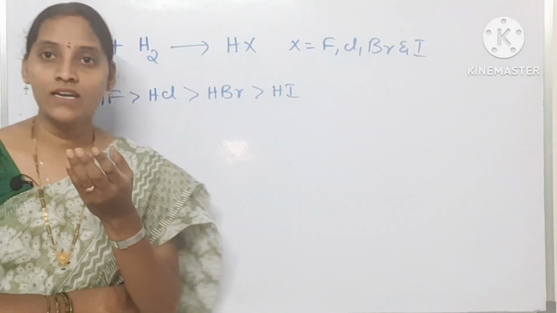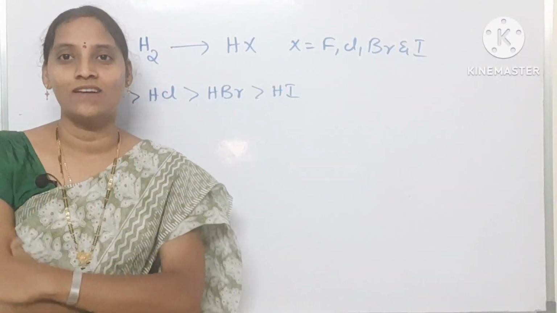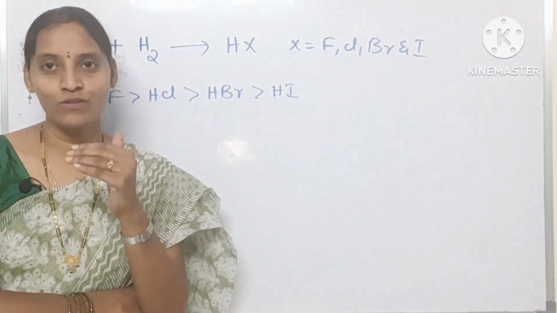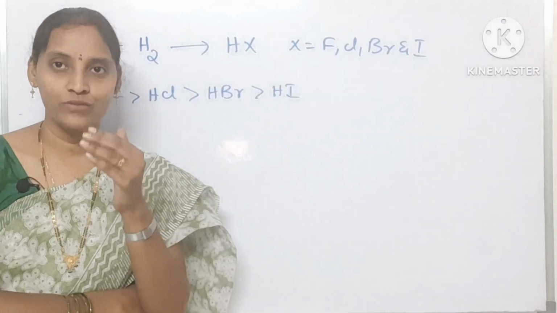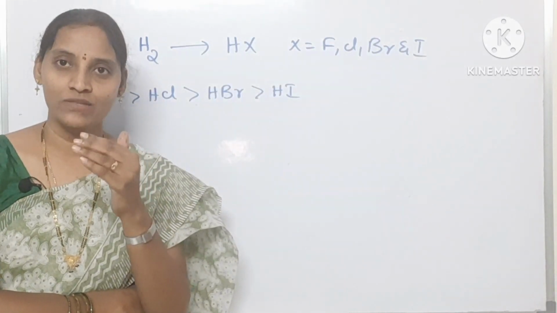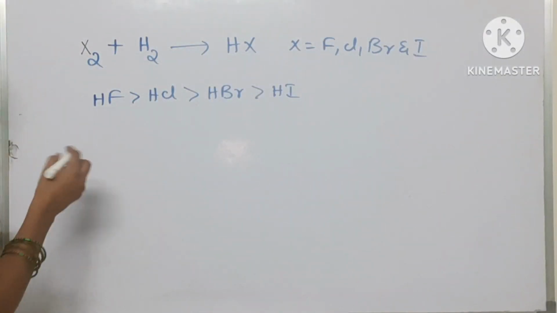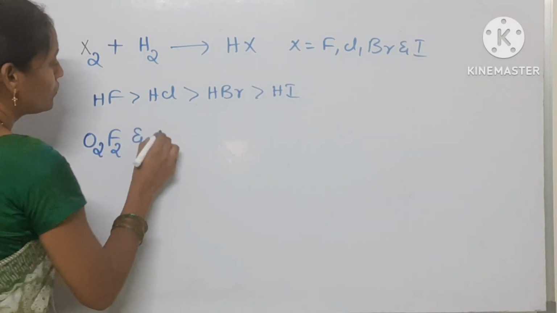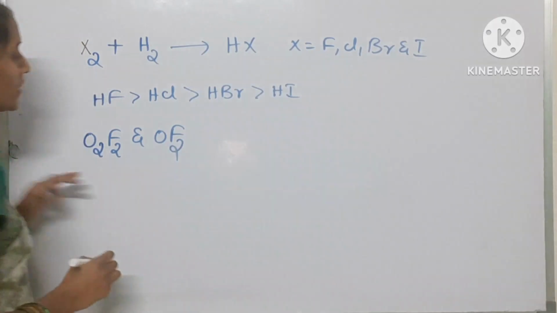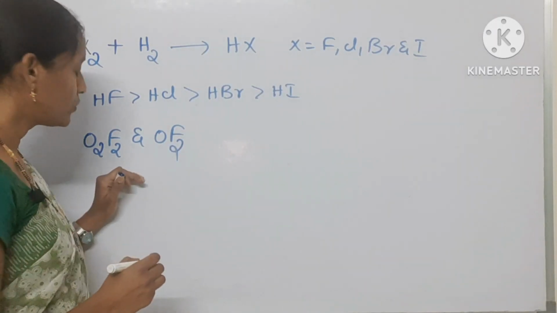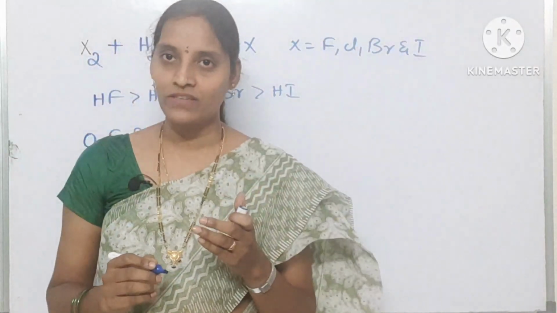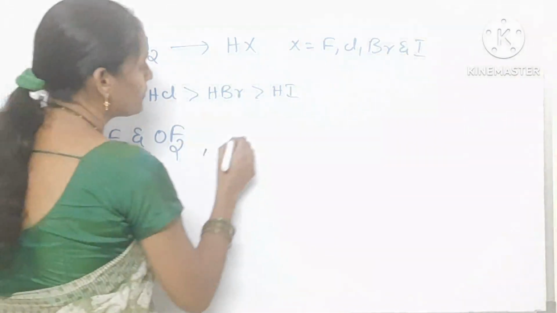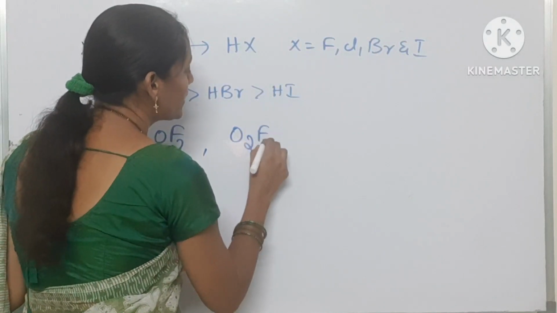Then you can see the reaction towards oxygen. Here also all halogens react with oxygen and form oxides, especially fluorine. Fluorine reacts with oxygen in two types: O2F2 and OF2 oxides will form. Here O2F2 is stable at 298 Kelvin temperature.